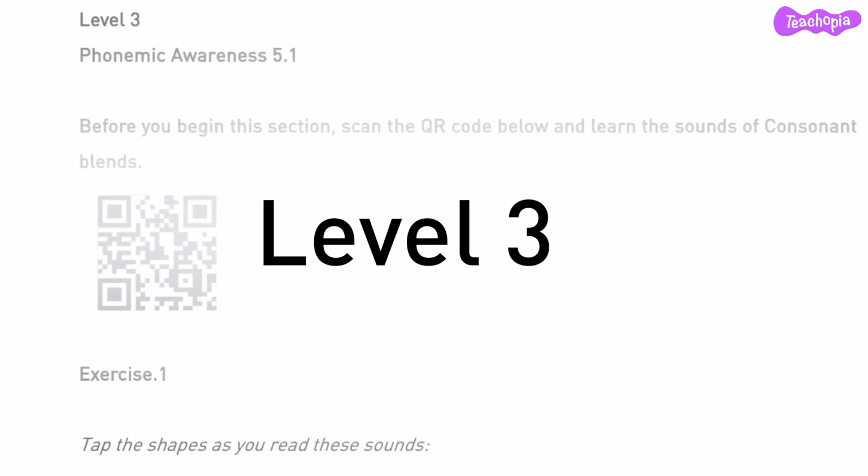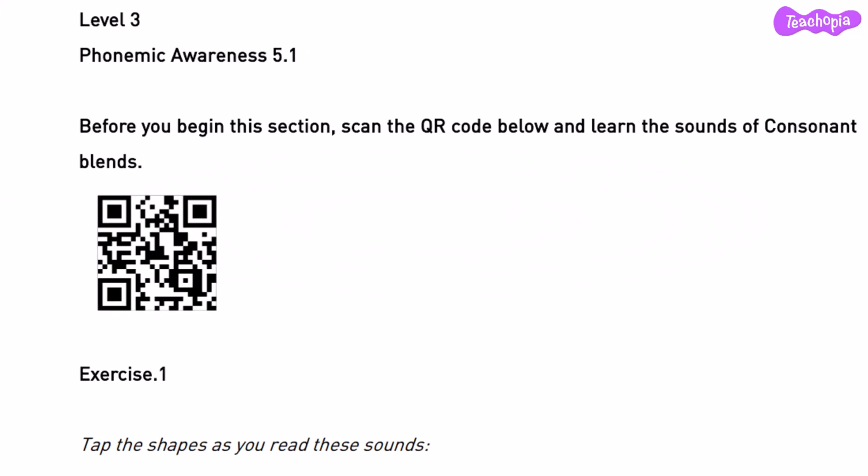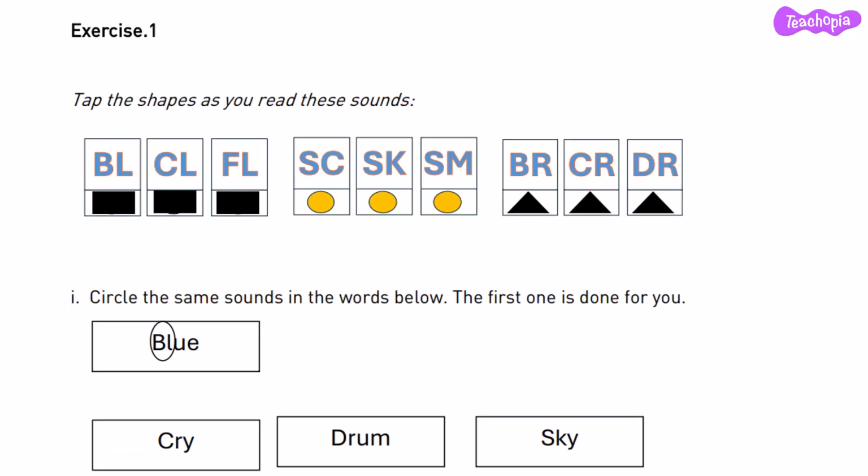At Level 3 in Phonemic Awareness, learners will practice blends and segmenting. Scan codes provided here will help learners understand how consonant and vowel sounds blend. Learners will practice how to identify these sound units in different words.